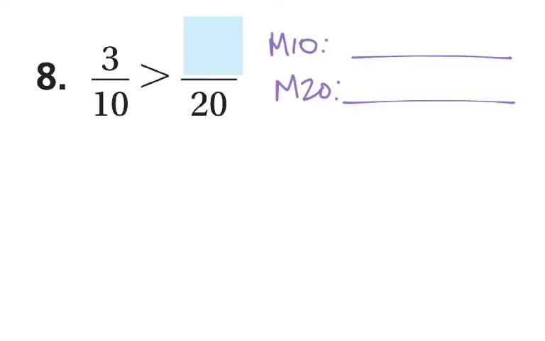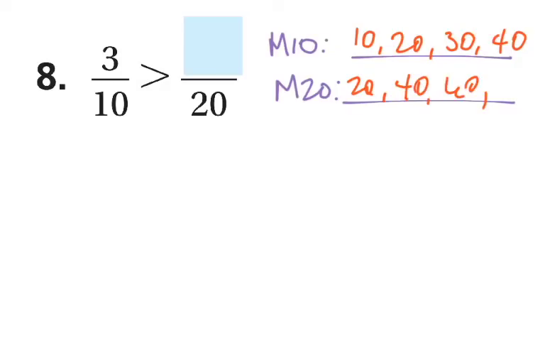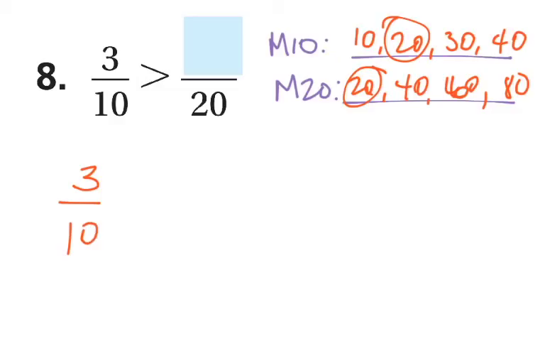3/10 is greater than some number of 20ths. Okay, so we're going to try and get these to have the same denominator. So my multiples of 10 are 10, 20, 30, 40, and so forth. Multiples of 20 are 20, 40, 60, and 80. The least common multiple I see is 20. So therefore, I'm going to turn 3/10 into some number of 20ths.